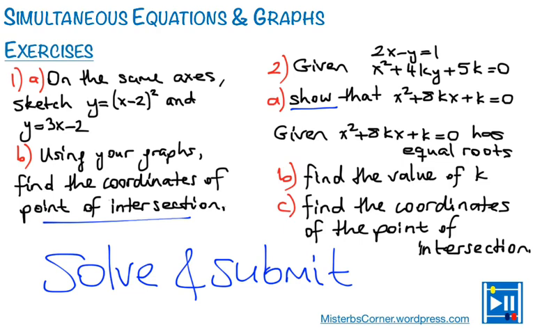Now notice that both questions ask you to find the coordinates of the point of intersection. So you have to end up with 1 point. Right? That's the hint.